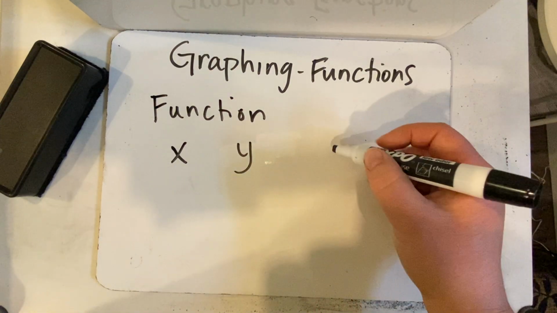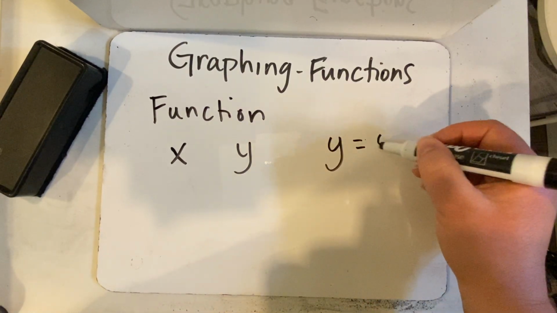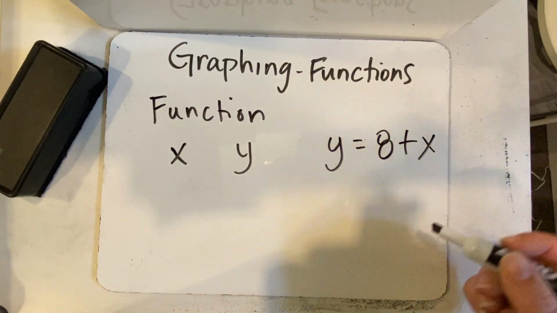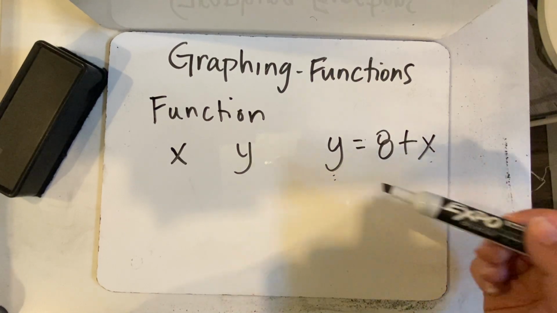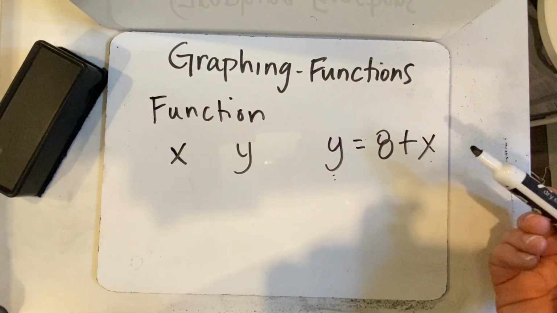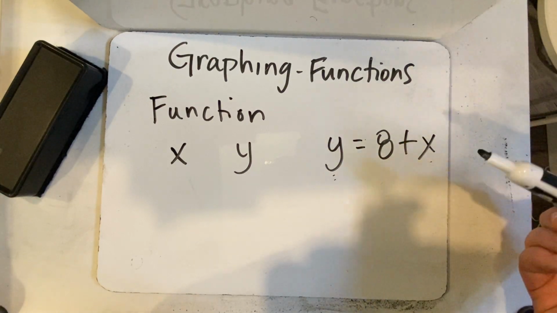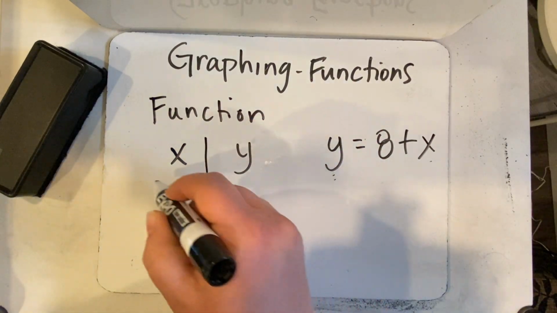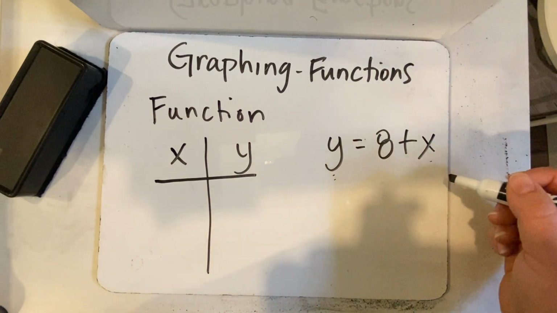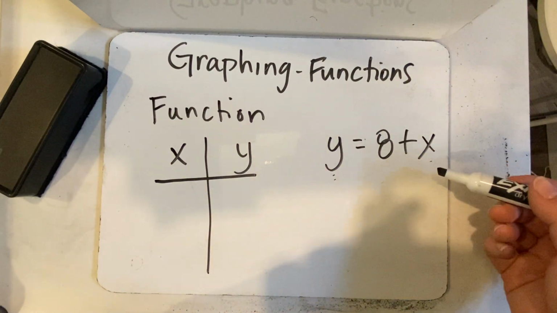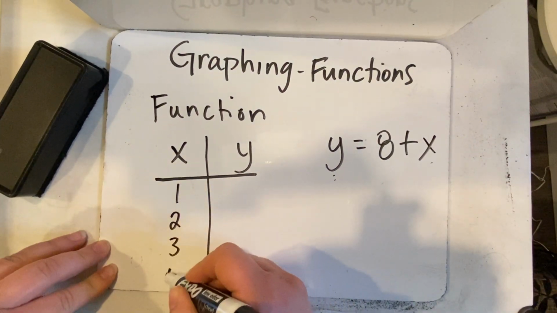Well, you are going to be given an equation that looks something like this. Let's say y equals 8 plus x. Seeing it like this, you can see that any given value of x will have a very specific value of y. And how can we figure this out? Well, we can use a function table, or what you otherwise know as a table of values. If I create a function table, I can figure out different values of x and y. In this case, let's say x is equal to 1, 2, 3, 4.